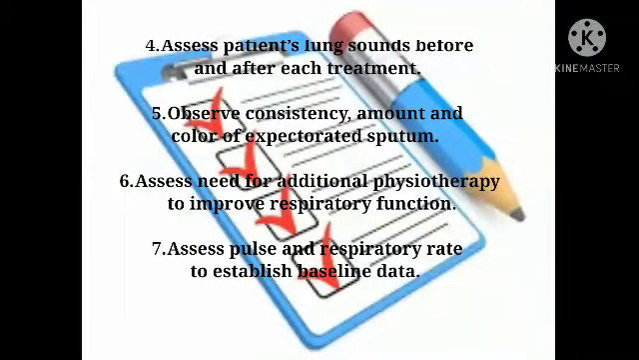Assess patient's lung sounds before and after each treatment. Observe consistency, amount, and color of expectorated sputum. Assess need for additional physiotherapy to improve respiratory function. Assess pulse and respiratory rate to establish baseline data.